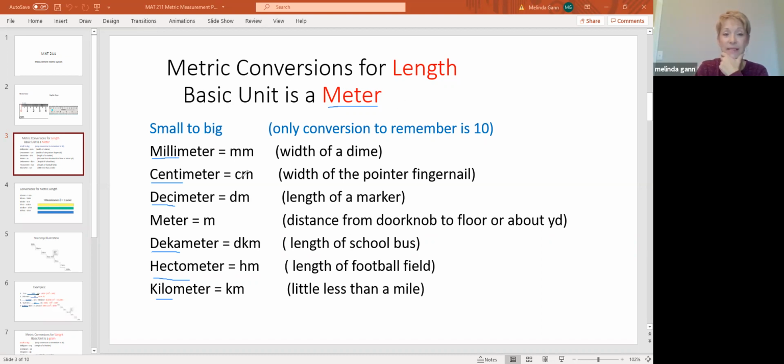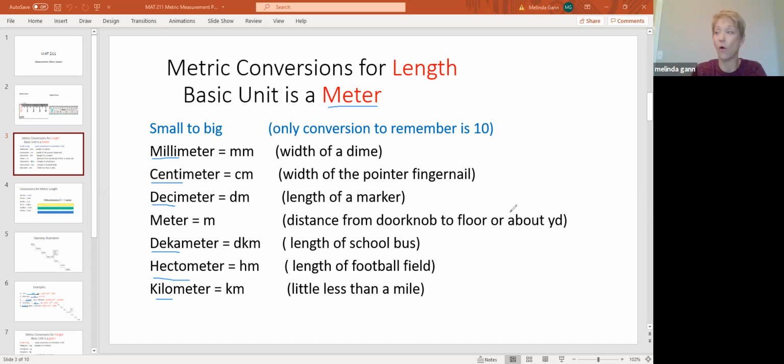10 millimeters make a centimeter. Put 10 centimeters together and you get a decimeter. Put 10 decimeters end to end and you got a meter. Put 10 meters in a row and you've got a decameter. Put 10 decameters end to end, you got a hectometer, and then put 10 of those end to end, you got a kilometer. So think about it. If you went from the doorknob to the floor, if you took that long length and you subdivided it into 10 little parts that were the same length, that would be a decimeter.